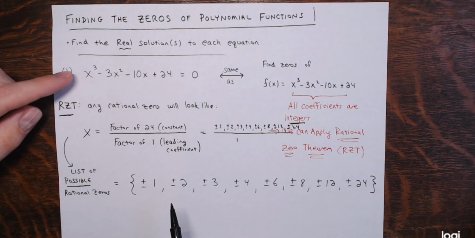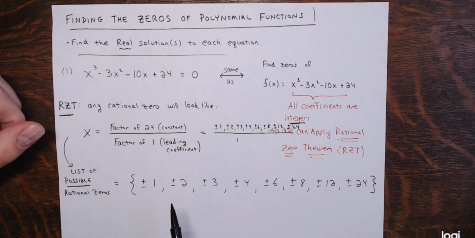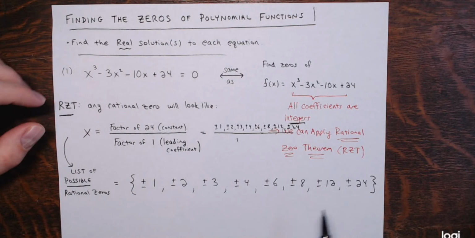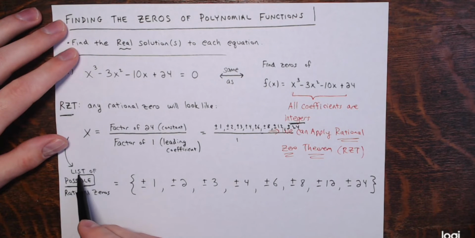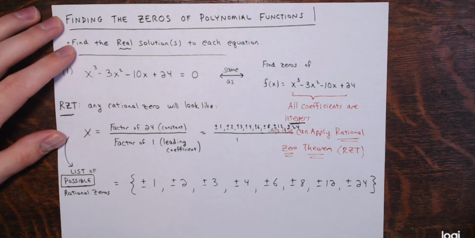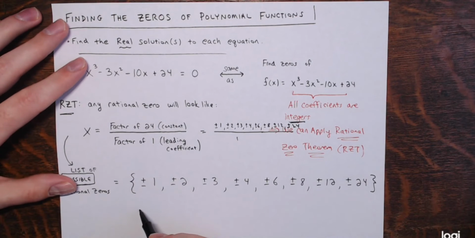Now it's only a degree 3 polynomial, so at most it's going to have 3 zeros. So there's no way all of these are working. Again, this is just possible rational solutions, rational zeros. So then we start checking them. Check for zeros from this list.